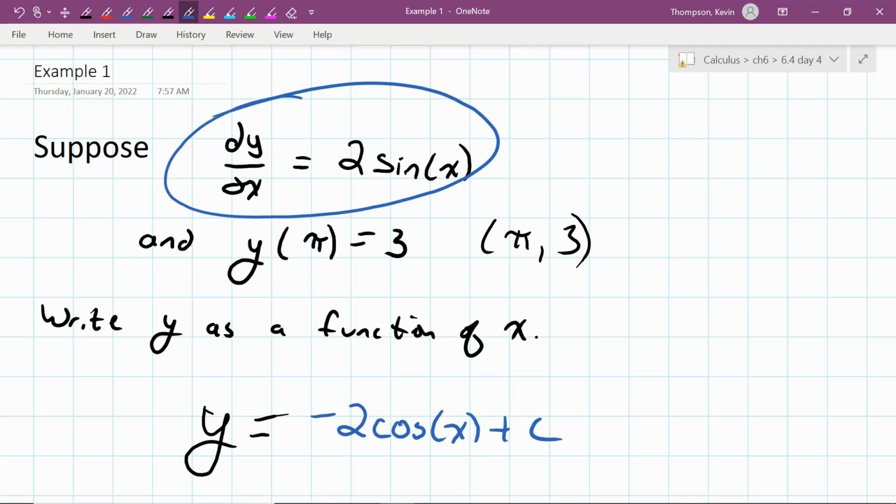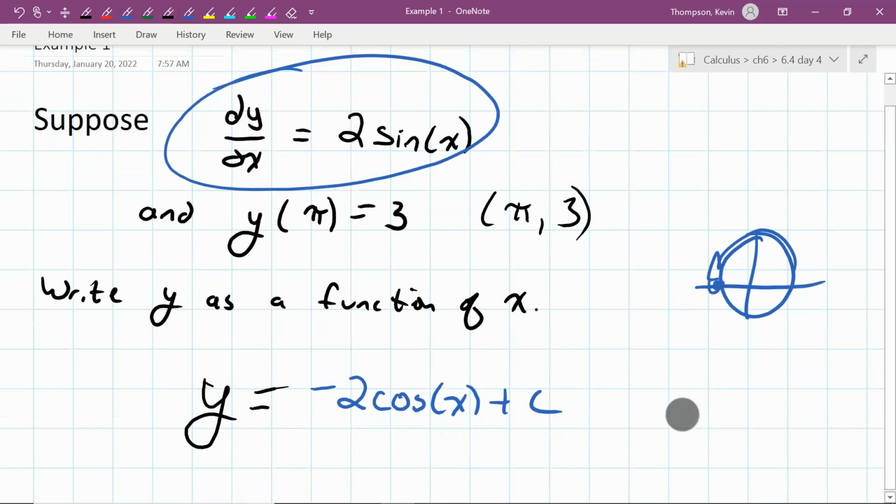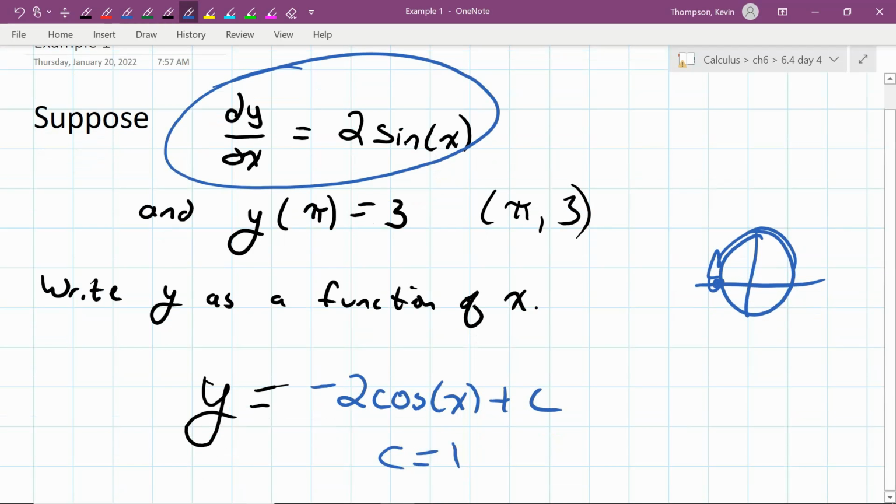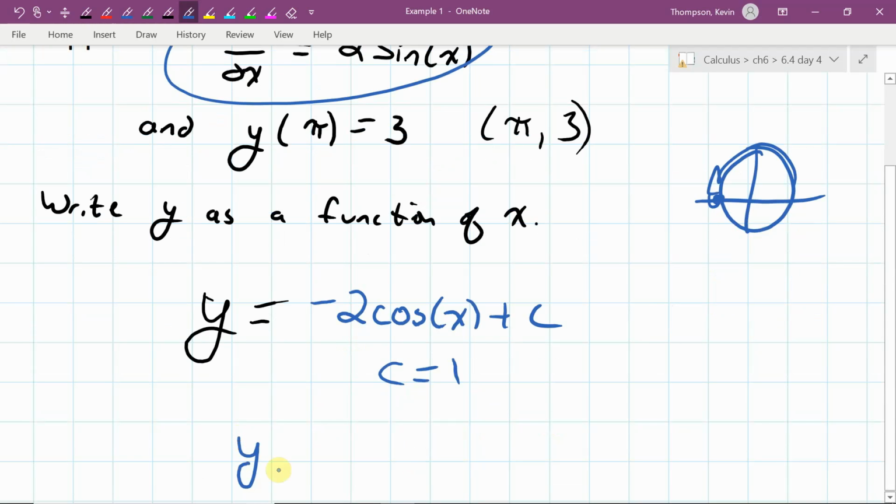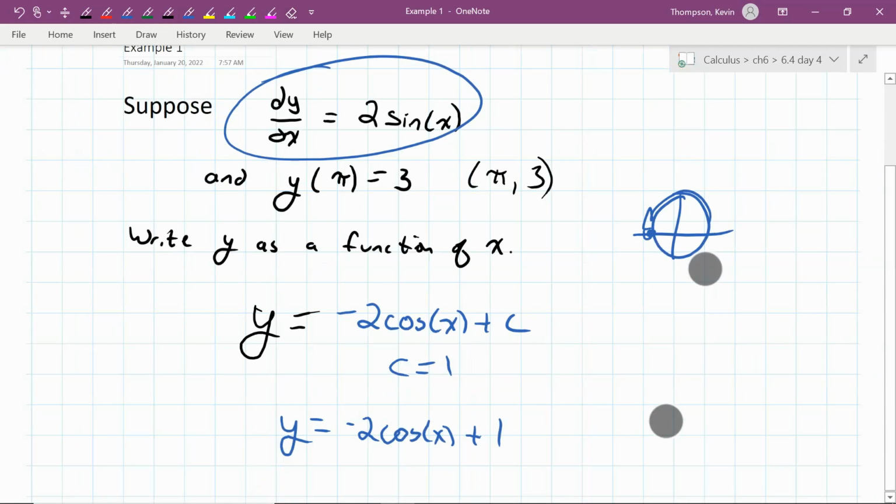So if you substitute in pi, what's cosine of pi? -1. Cosine of pi, left, x, -1. What's c? C would be 1. So the final answer here is this: y equals -2 cosine of x plus 1.